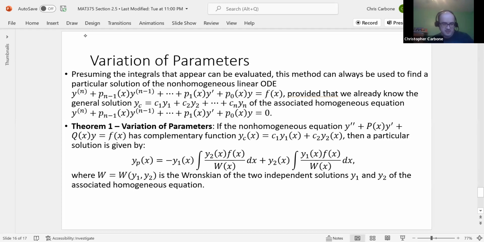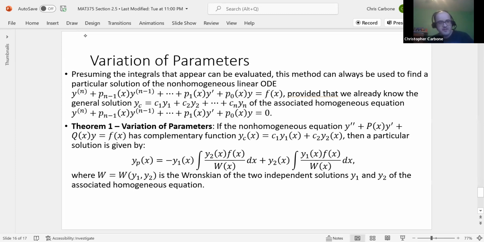y sub c is equal to c sub 1 times y sub 1 plus c sub 2 times y sub 2, all the way down to c sub n times y sub n of the associated homogeneous equation, nth derivative of y plus p sub n minus 1 of x times the n minus 1th derivative of y, all the way down to p sub 1 of x times y prime plus p sub 0 of x times y is equal to 0.